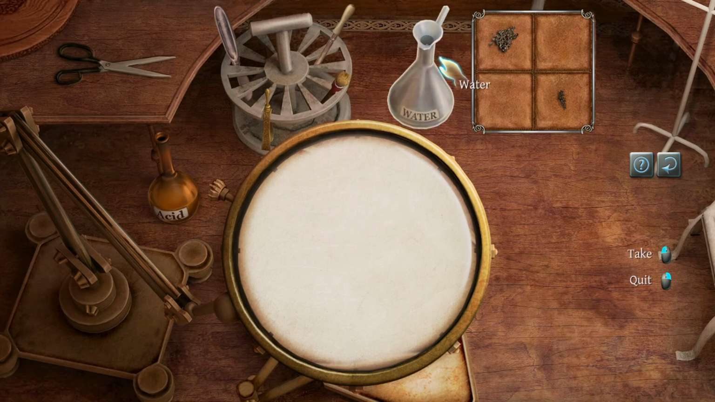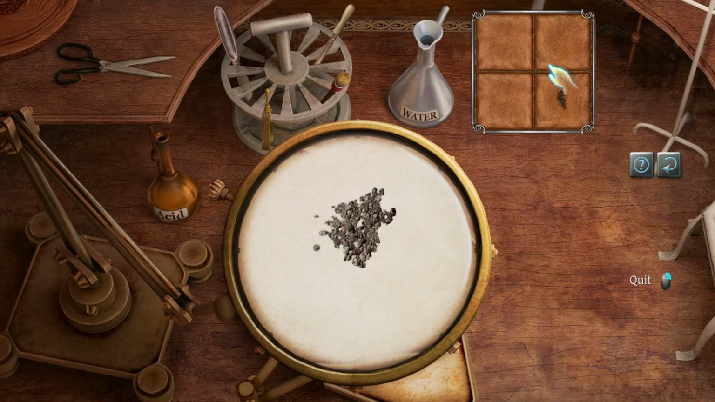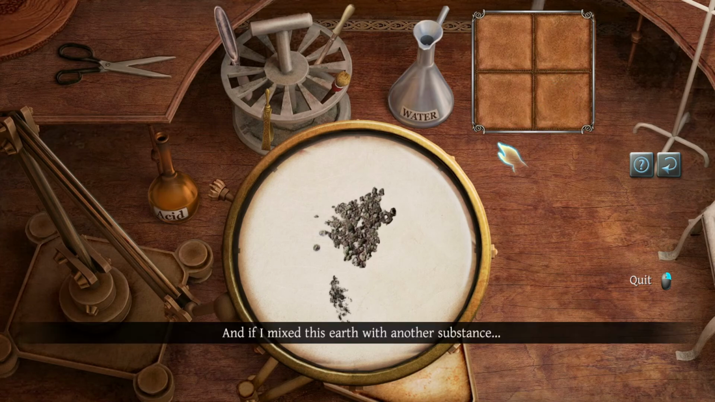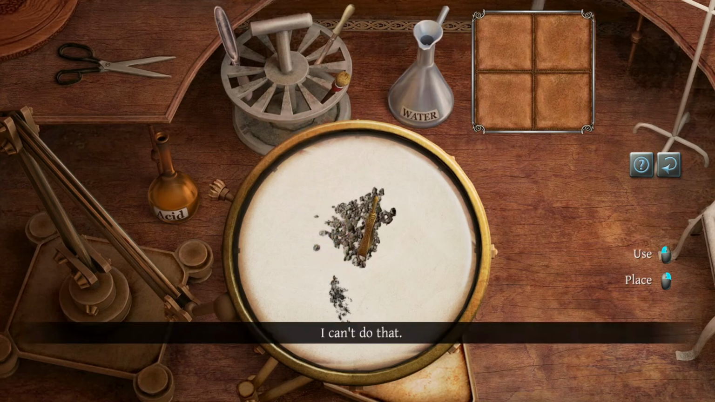So, I guess I must compare the samples of earth that I found. Yes, I think so too. And if I mixed this earth with another substance... do we use the pincers?